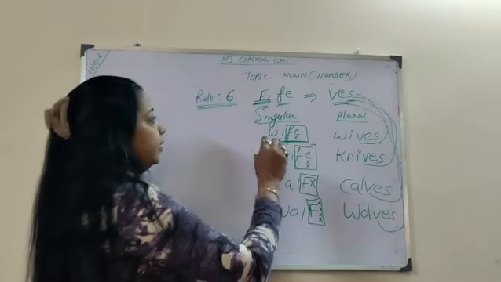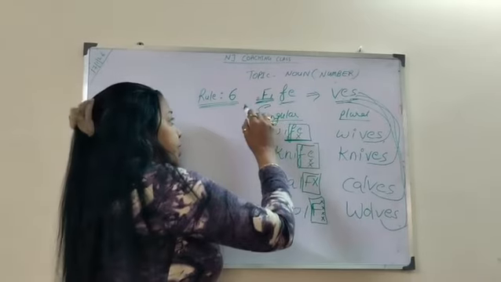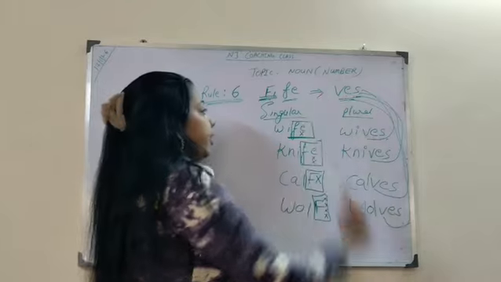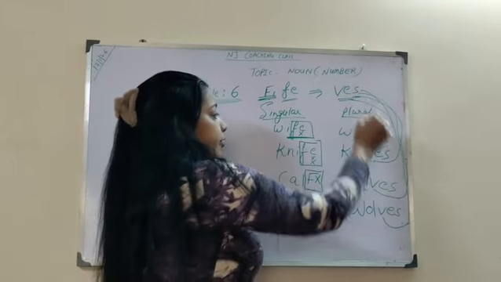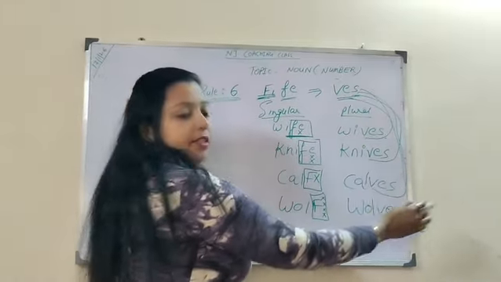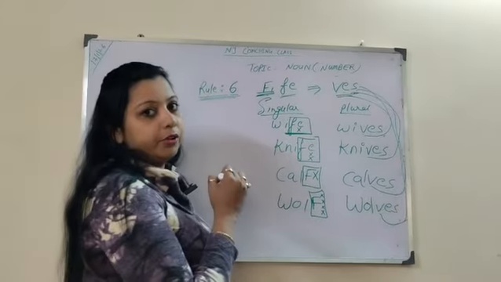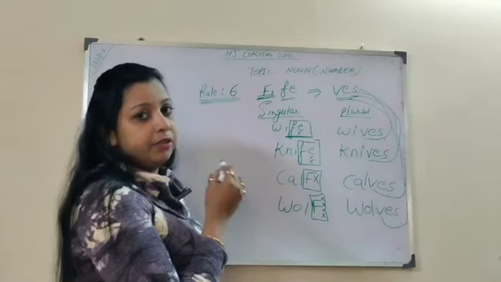Clear? Rule number 6. If the singular noun ends with F or FE, then we have to simply remove F or FE and add this VES. Clear? So this was rule number 6. If you want to take a screenshot, you can take it. We will go to the next rule.